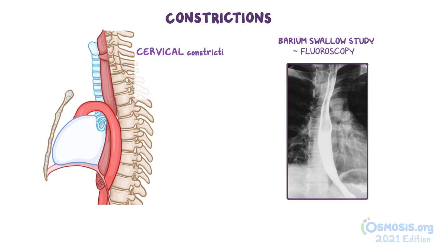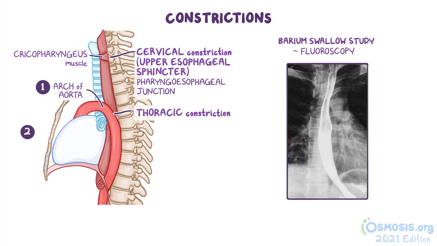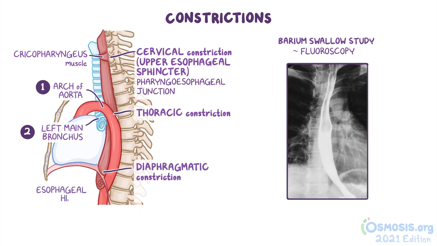The cervical constriction, also known as the upper esophageal sphincter, is located at the pharyngoesophageal junction and is caused by the cricopharyngeus muscle. The thoracic or bronchoaortic constriction can occur at 2 points where the esophagus is first crossed by the arch of the aorta and then where it's crossed by the left main bronchus. Lastly, the diaphragmatic constriction is where the esophagus passes through the esophageal hiatus of the diaphragm, with the diaphragm actually contributing to the lower esophageal sphincter. These esophageal constrictions are areas where food can potentially get stuck.